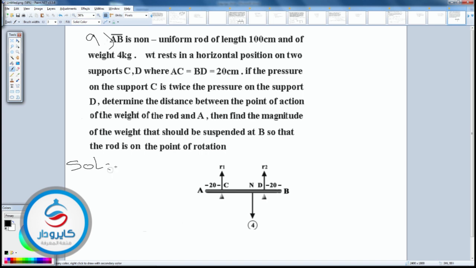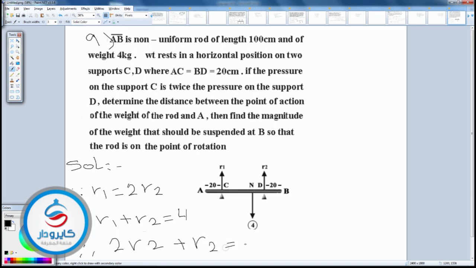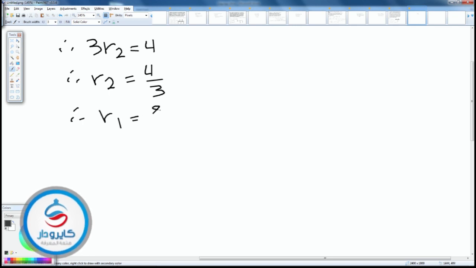Solution. Since R1 equals 2 R2 and R1 plus R2 equals 4, therefore 2 R2 plus R2 equals 4. Therefore, 3 R2 equals 4, therefore R2 equals 4 over 3, therefore R1 equals 8 over 3.